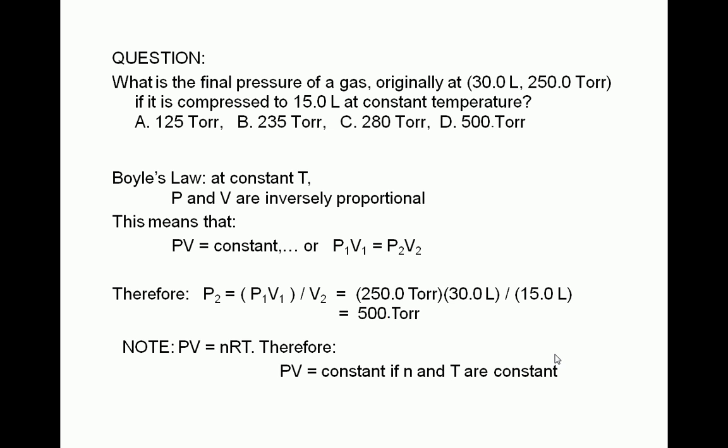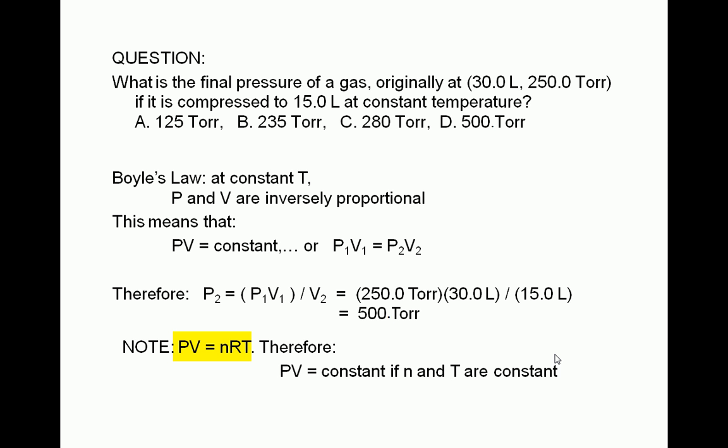In case you can't remember whether pressure and volume are directly proportional or inversely proportional, you can figure it out by starting with the ideal gas law, PV equals nRT. You can see that for a fixed amount of gas, constant n, at a fixed temperature, constant T, the right-hand side of this equation is constant.